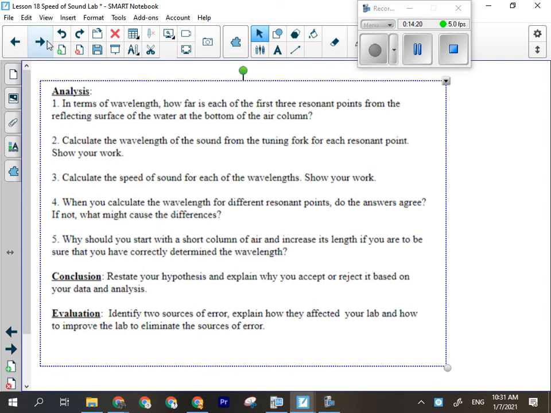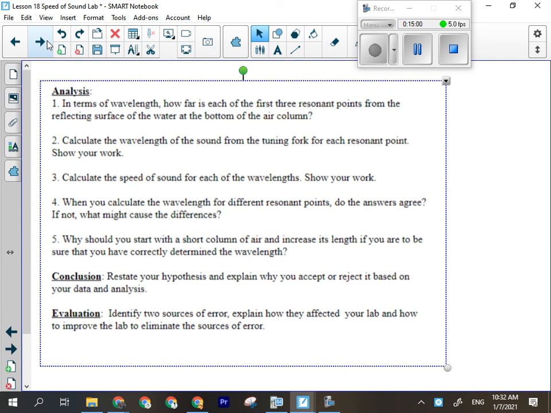Okay, for question number 2, calculate the wavelength of the sound from the tuning fork for each resonant point and show your work. All right, so I'm going to want to see your work in there. Okay, if you're doing it on paper, then snap a picture and insert it into the Google Doc, please, not as a separate JPEG file. Okay, put it right in the Google Doc. So I want to see your calculations for each resonant point for each tuning fork. So you're going to have 6 calculations in there, showing me what the wavelength is. Okay, then calculate the speed of sound for each wavelength. For each of the wavelengths that you calculate, again, show me your work. I'm going to want to see that.